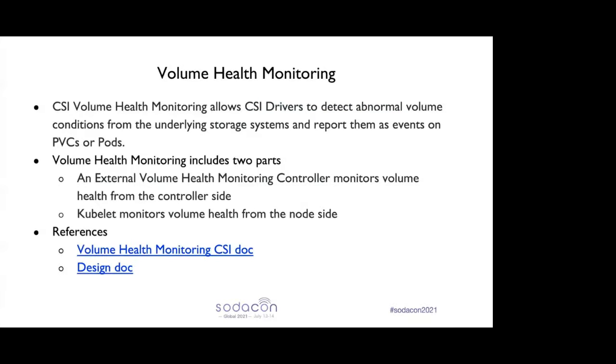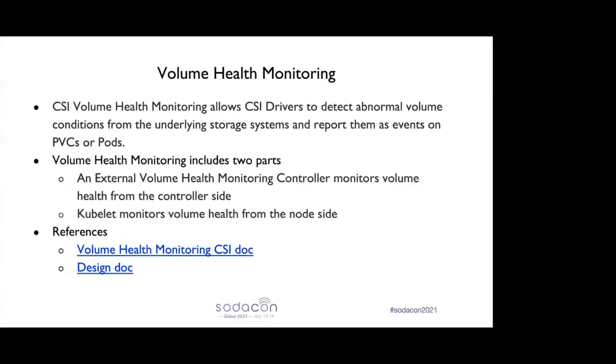Now I'm going to talk about another feature, volume health monitoring. Without volume health monitoring, Kubernetes has no knowledge of what happened to the underlying volumes on the storage system after a PVC is provisioned and used by a pod. With this feature, the CSI driver can communicate with storage systems, find out what happens to the volumes, and communicate back to Kubernetes. So Kubernetes can report events on PVCs or pods if volume conditions become abnormal.